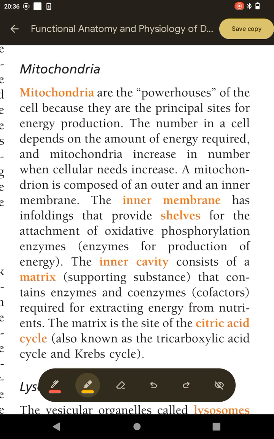This is the second lecture, and the lecture is about the mitochondria and the energy production. First, we will know about the mitochondria and its structure. Mitochondria are the powerhouses of the cell because they are the principal sites for energy production. Their number in a cell depends on the amount of energy required, and the mitochondria increase in number when cellular needs increase.